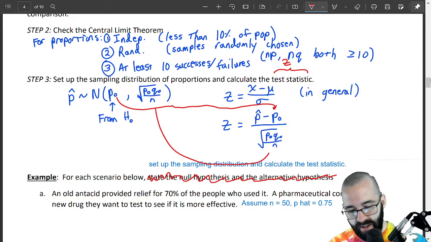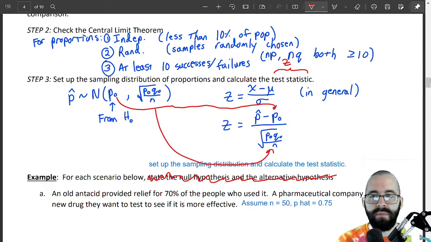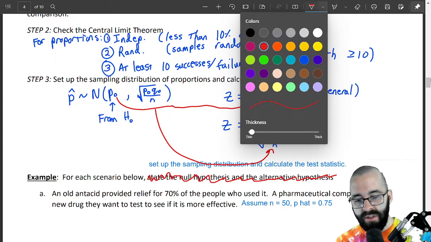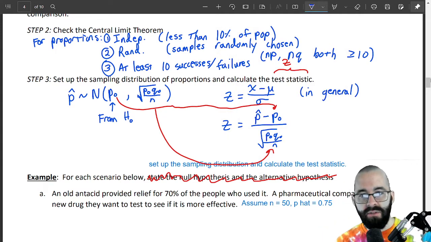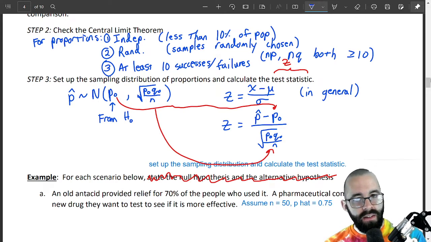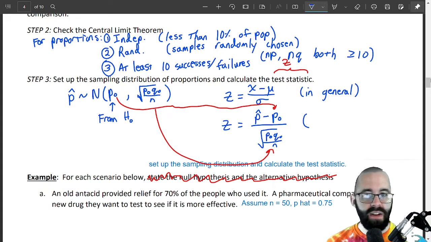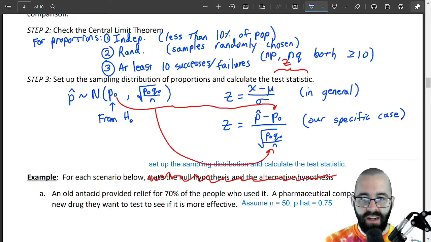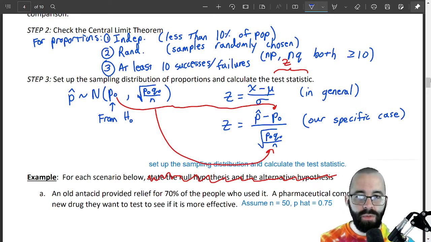And this is just the standard deviation. That's where these come from. So in general, this top formula is a little easier to remember. How far are we from the mean? Standardize that by dividing by the standard deviation. But if you want a big messy formula, which I do not recommend, here's this one. In our specific case, this is what our mean is, and this is what our standard deviation is for our sampling distribution.